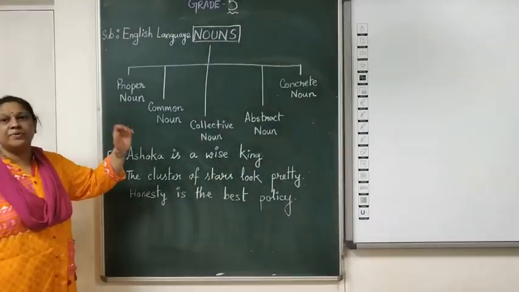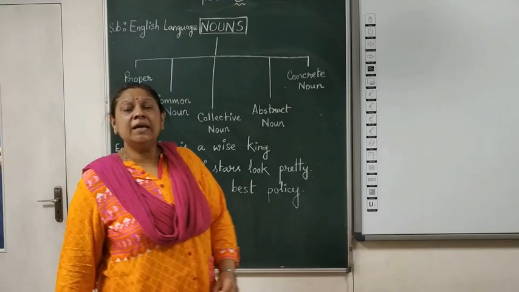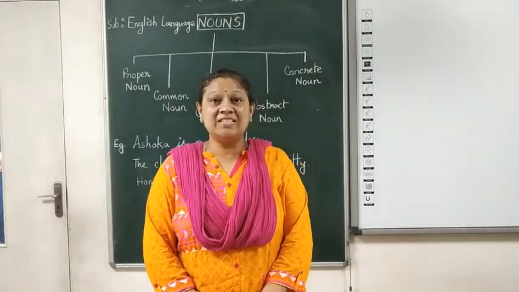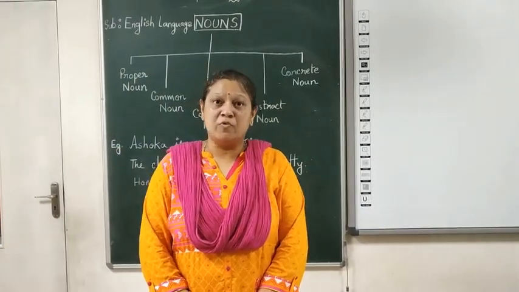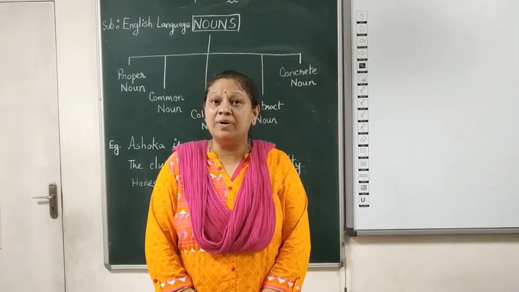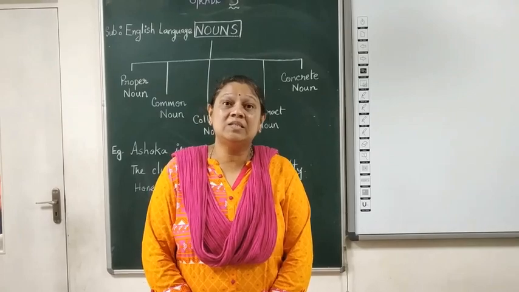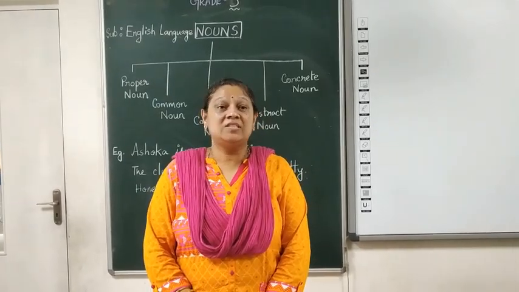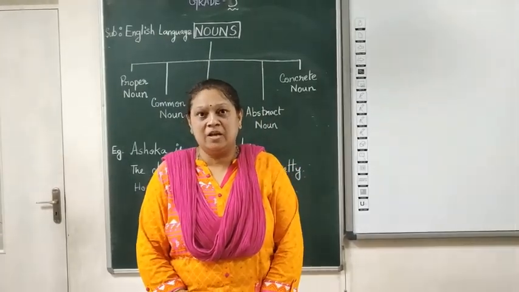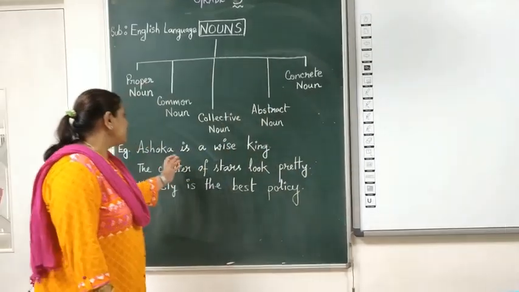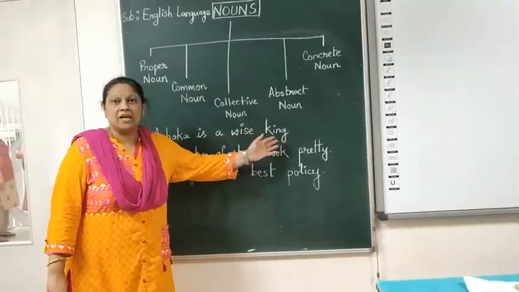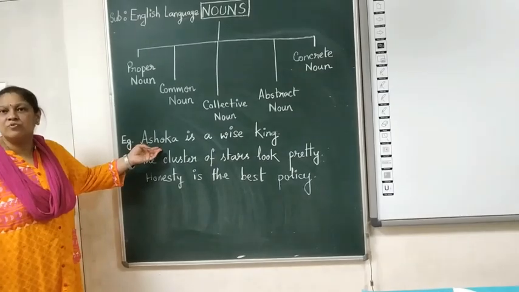Now, what is a proper noun? Particular people, places, all these are proper nouns. For example, Akbar, he was a great king. So, Akbar is a proper noun. Your name itself is a proper noun. The city, Bangalore, is a proper noun. Now, see for example, Ashoka is a wise king. Ashoka here is a proper noun.